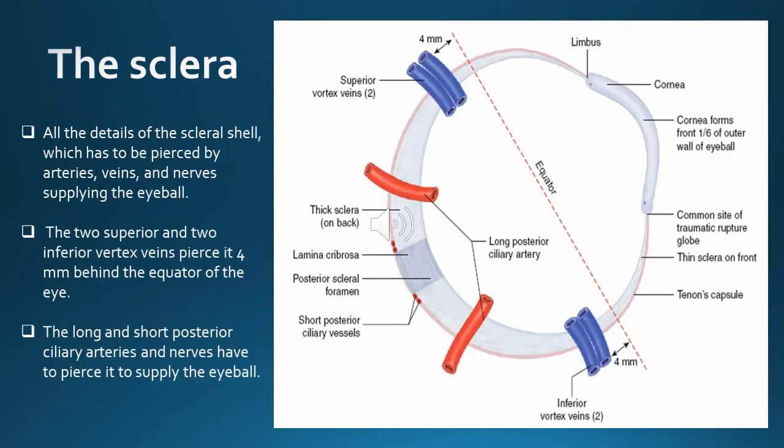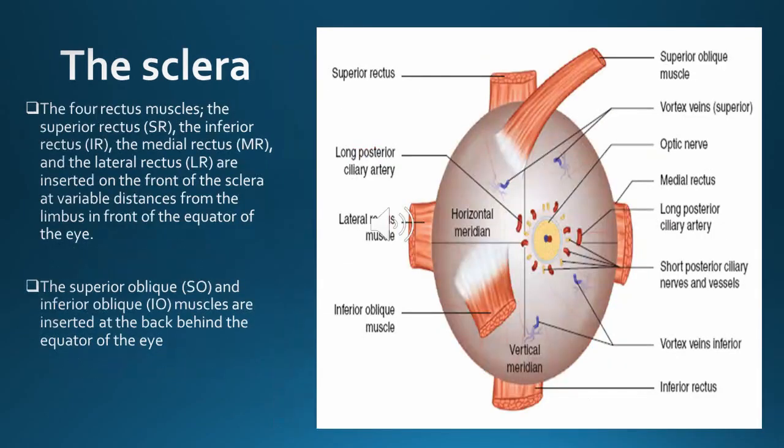The diagram shows the equator of the eye, which divides the outer coat into anterior and posterior parts. The posterior part of the sclera is pierced by blood vessels and nerves to supply the intraocular structures. Another diagram shows the insertion of extraocular muscles to the sclera, and how the blood vessels and nerves can pierce the sclera to enter inside to supply the intraocular structures.